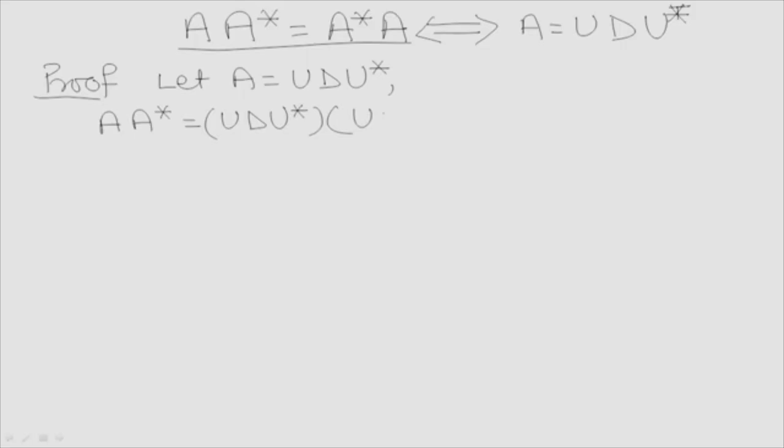So let us first assume that A is unitarily similar. It means let A equals U D U star. Since we are talking about complex matrices, instead of transpose I will write star. Then if I see A A star, this will become U D U star, and then U D U star, star. So as I told you, let me treat that star again as the complex conjugate transpose.